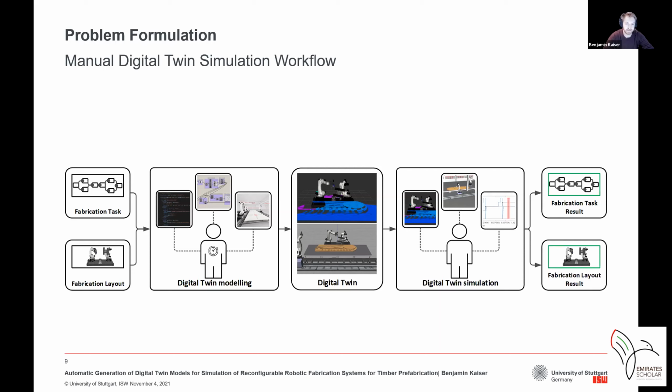So this somehow prevents what we want to do, because in order to find this combination of building system and fabrication layout and the fabrication task description for it, probably a lot of iterations are needed, and hence we need to be able to simulate and validate these combinations very quickly. And this manual workflow that we have right now also prevents some kind of integration into an optimization loop, where we probably would need a really high amount of iterations to be carried out.